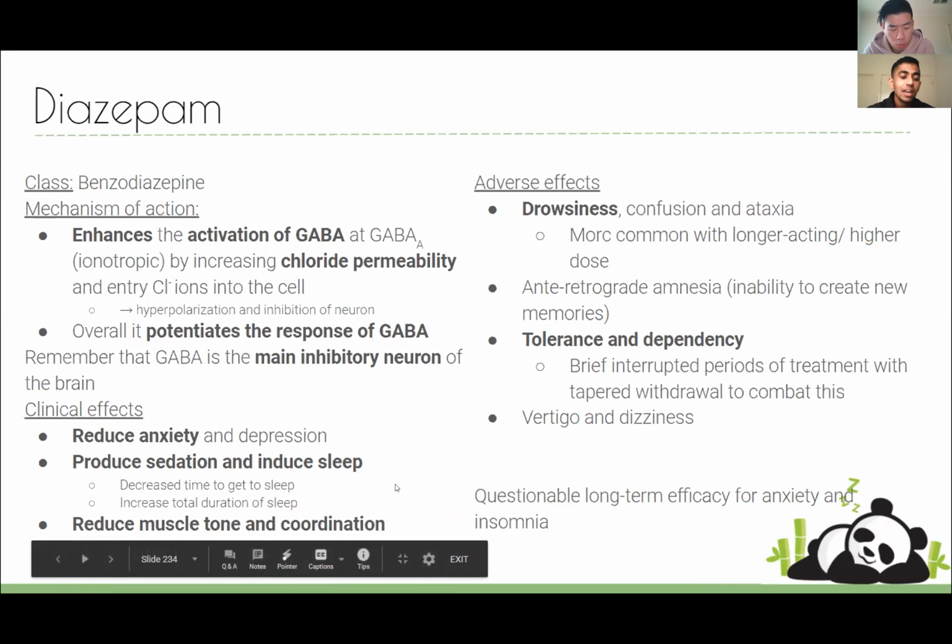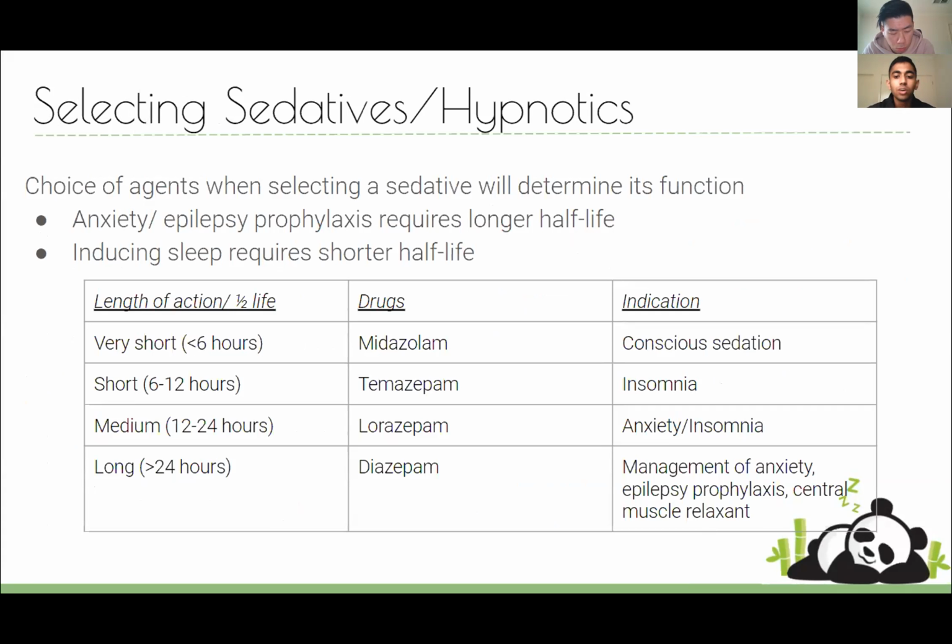especially in the immediate sense. Adverse effects, so drowsiness, anterograde amnesia, so we can't create new memories and retain them, and then we can start to get tolerance as well. And people don't really know if this is a good treatment for anxiety and insomnia, because people can get very tolerant and dependent on it, and people don't even know if they actually feel better after using the benzodiazepine. So it's very controversial.